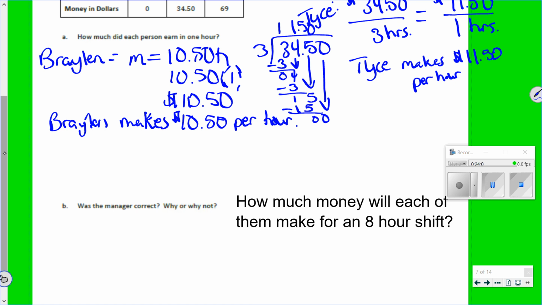So $34 over 3 hours. So now we're going to 1 hour. So we divide this by 3. And we got $11.50. That's how much you make in 1 hour. And for this one, a number by a letter means a multiple. H represents the number of hours. So if we're looking for 1 hour, we're going to put 1 with a zero. So 10.50 times 1 is just giving me $10.50 for 1 hour.